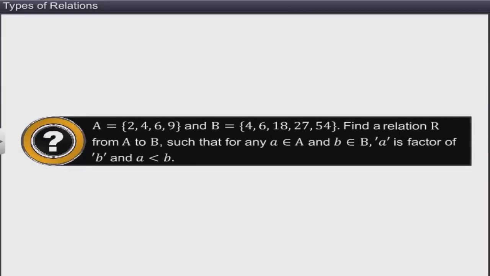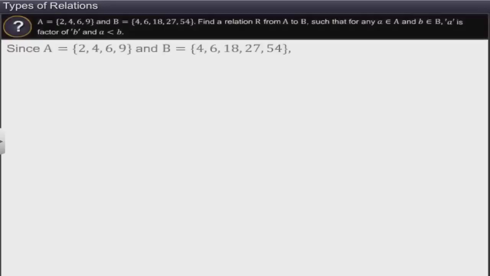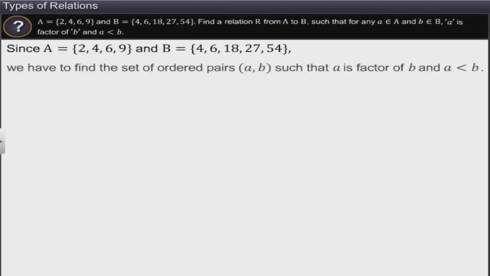Here, we have to find a relation R from A to B such that for any a in A and b in B, a is a factor of b and also a is less than b. That is, in the given sets A and B, we have to find the set of ordered pairs (a, b) such that a is a factor of b and a is less than b.